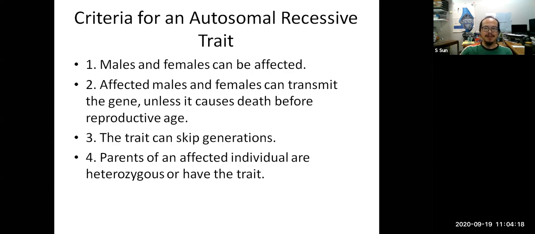So that's the same criteria for the autosomal. So that's for the recessive. The recessive is autosomal, which means male and female are both affected. The only difference is that this trait can skip generations. Okay, so that's the difference.